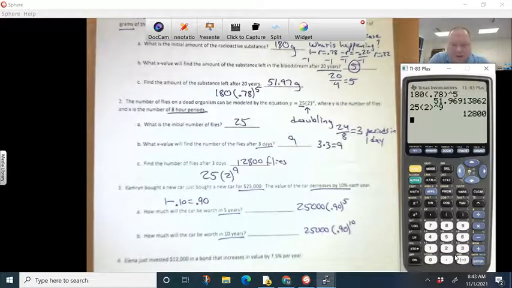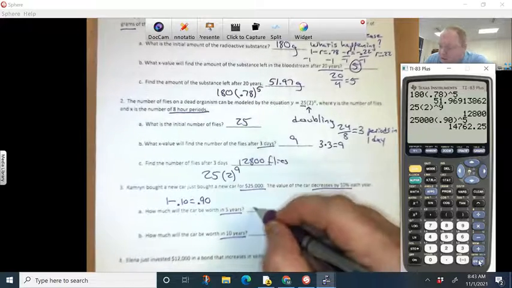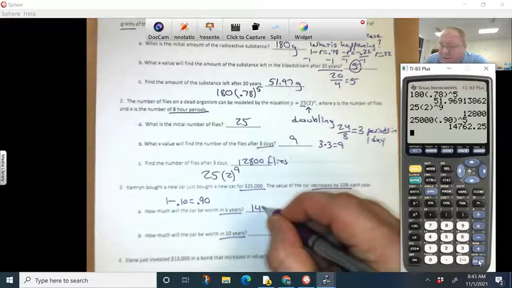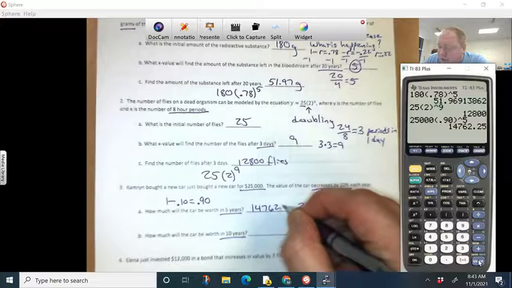So I type this in: 25,000 times 0.90 to the 5th for the first one. So that car is now down to $14,762.25.